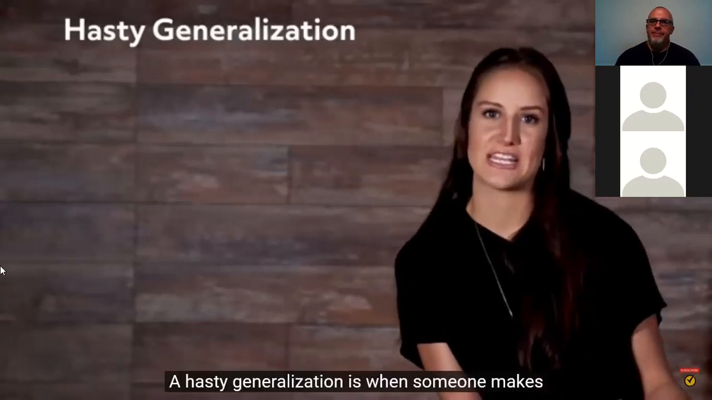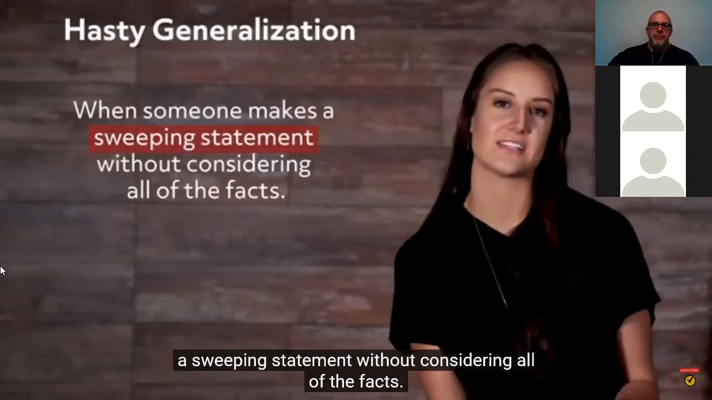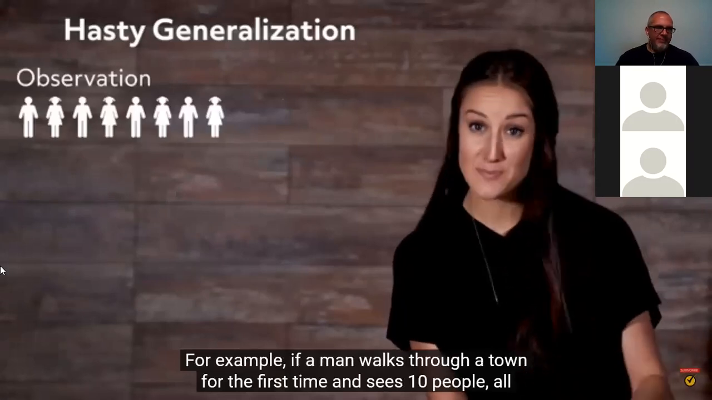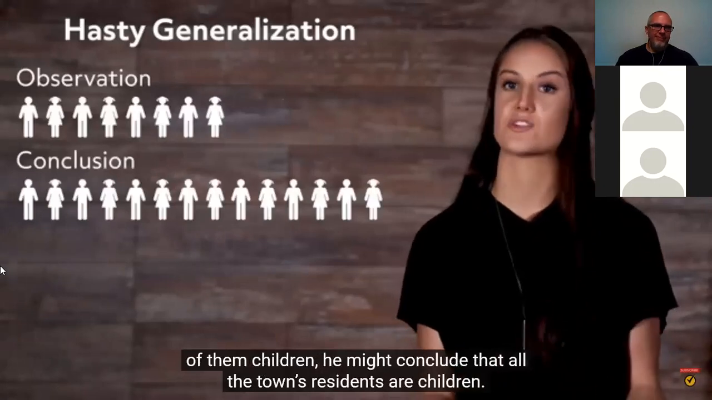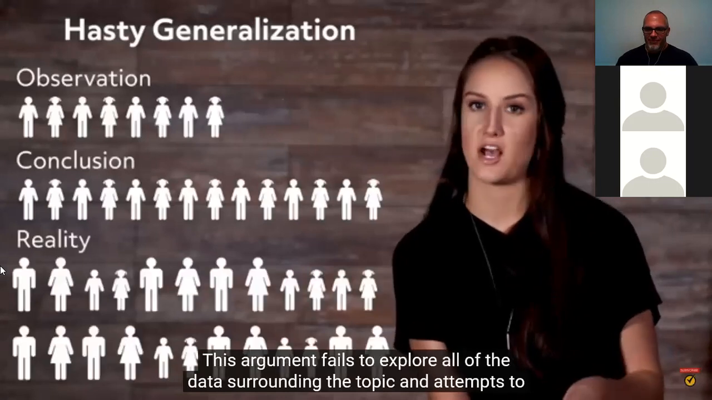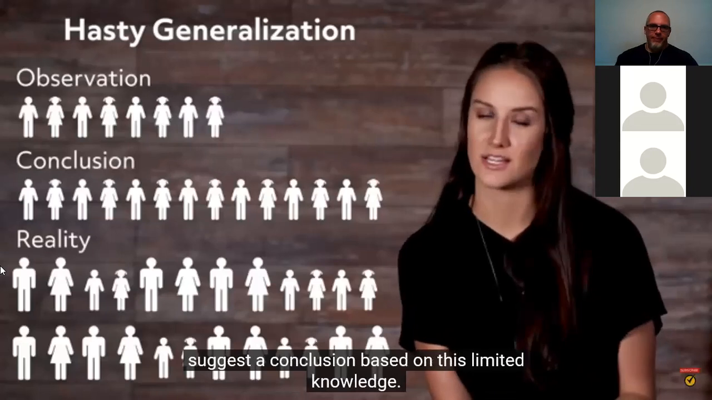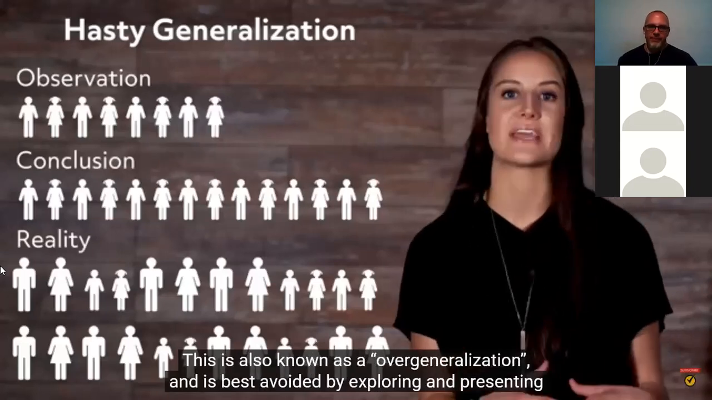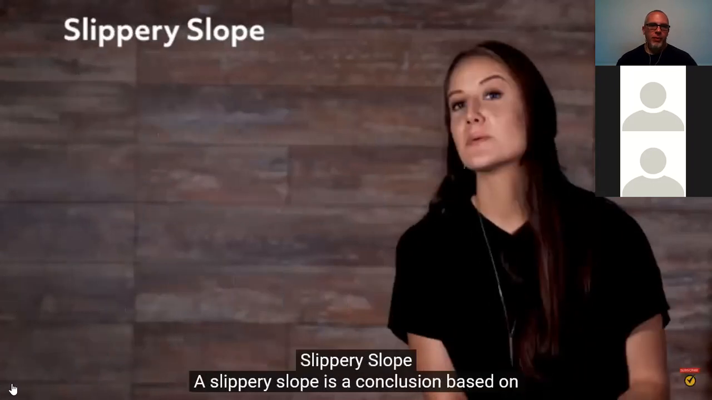A hasty generalization is when someone makes a sweeping statement without considering all of the facts. For example, if a man walks through a town for the first time and sees 10 people, all of them children, he might conclude that all the town's residents are children. This argument fails to explore all of the data surrounding the topic and attempts to suggest a conclusion based on this limited knowledge. This is also known as overgeneralization and is best avoided by exploring and presenting every aspect of an argument's topic. Slippery slope.